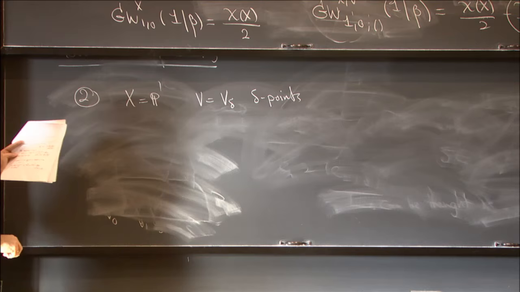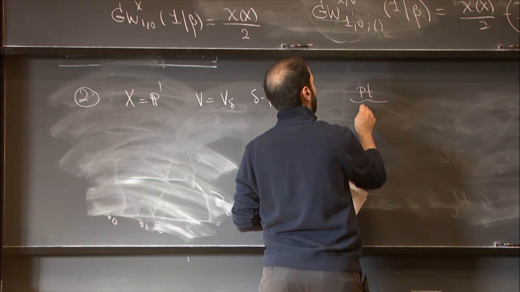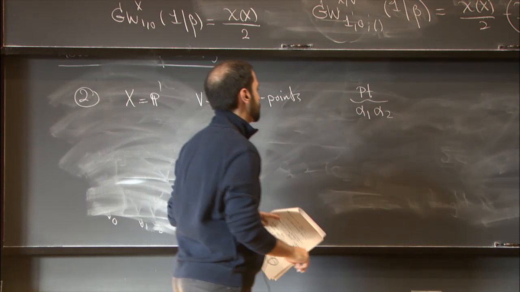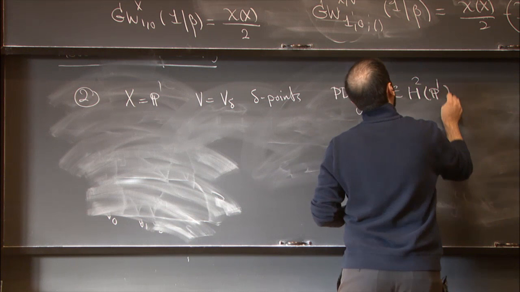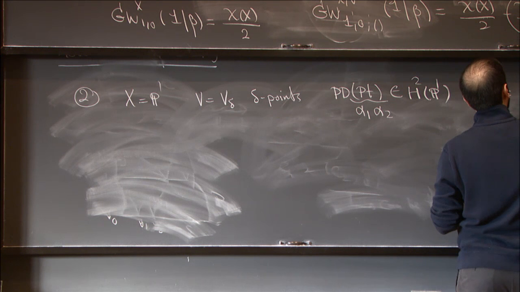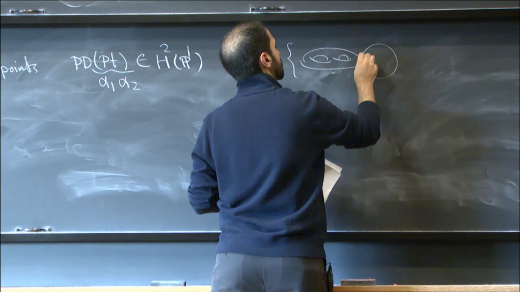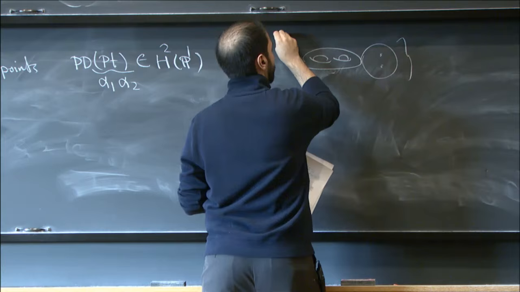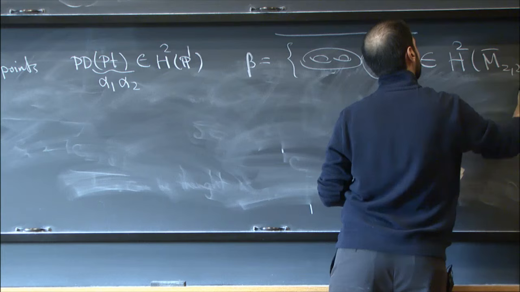And for the homology classes alpha, I'm going to consider the point homology classes corresponding to a point. So I'm going to have two marked points, and alpha 1, alpha 2 would be just the Poincaré dual of a point inside H2 of P1. And beta is going to come from this picture. Inside the space of genus 2 curves, you can look at those that have a spherical bubble with the two marked points on that. So that would give you something inside H2 of M bar 2,2. And what we are going to use is beta to the power 4.